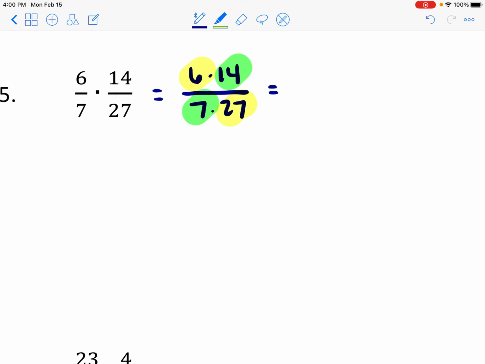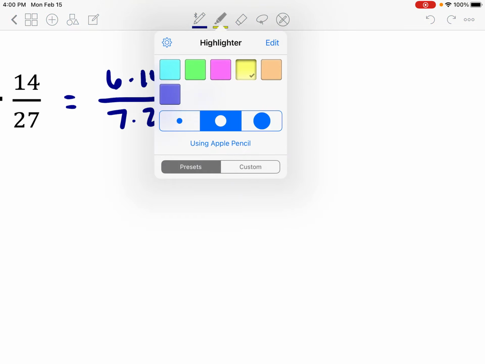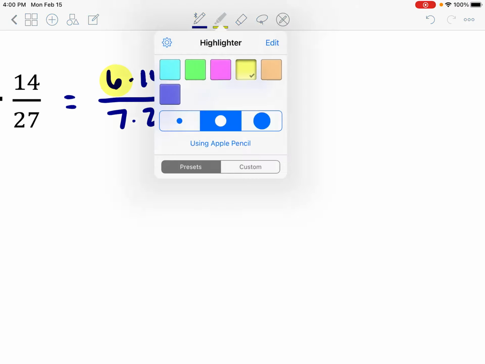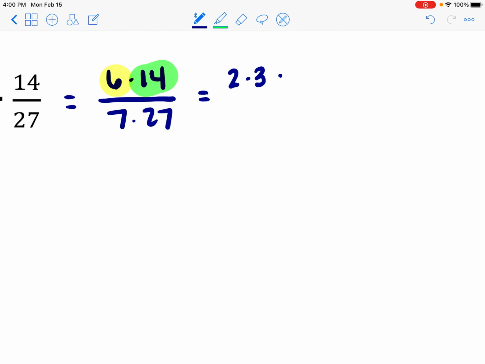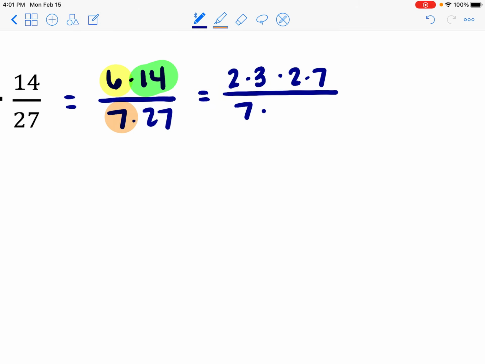So instead of multiplying, I'm going to take these numbers apart and see if I can simplify. For instance, the 6 I could rewrite as 2 times 3, and the 14 I could rewrite as 2 times 7. So I'm taking all this apart, and then on the bottom, the 7's going to stay. I can't break 7 down any further, but the 27 I can break down.